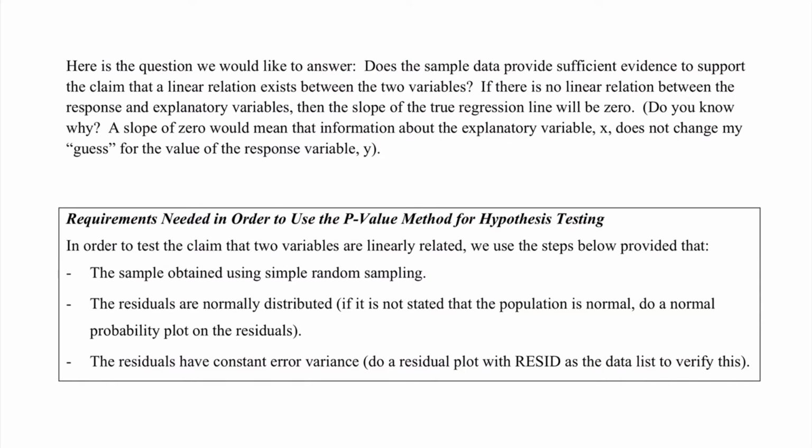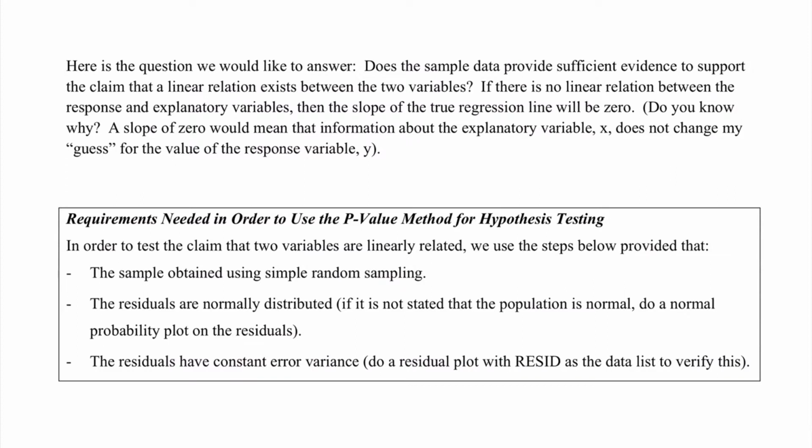So here's the big question. When we're doing all this analysis, does the sample data provide sufficient evidence to support the claim that a linear relation exists between the two variables? If there's no linear relation between the response and explanatory variables, then the slope of the true regression line will be 0. Remember, a slope of 0 would mean that the information about the explanatory variable x does not change my guess for the value of the response variable y. That's where we see no relation and we see no pattern. So that means we're going to conduct a hypothesis test in order to answer this question.